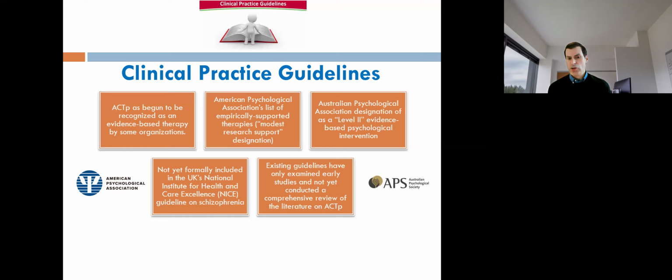And so, we do now see sometimes ACT for psychosis appearing in treatment guidelines and empirically supported therapy lists. For example, the American Psychological Association lists ACT for psychosis as an empirically supported treatment, and so does the Australian Psychological Association. And as more studies come up and as we have these meta-analyses, we see ACT getting more highlighted in terms of being a treatment option in addition to traditional cognitive behavioral therapy for psychosis.